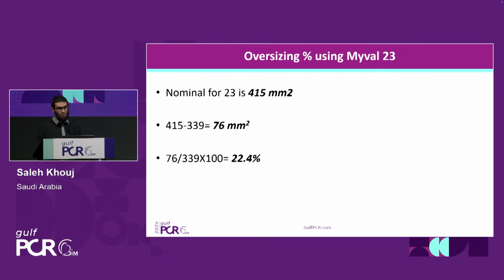What about using a 23 Myval? We will end up with 22.4% oversizing, which is quite too much oversizing, and the more you oversize, the more you're going to touch the conduction system, and the patient might require a pacemaker.